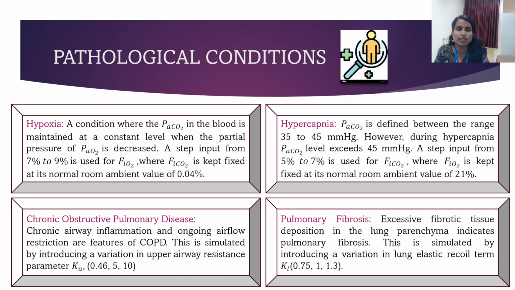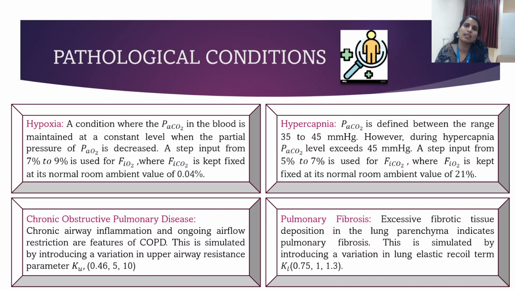This is how we have done it in the simulation. The inspired oxygen level was reduced to 7 to 9%, keeping the carbon dioxide level at the usual value of 0.04%. Hypercapnia is the reversal: the carbon dioxide level in blood is more than 45 mmHg. To simulate it, we kept the oxygen level at 21% and increased the carbon dioxide level to 5 to 7% instead of 0.04%.